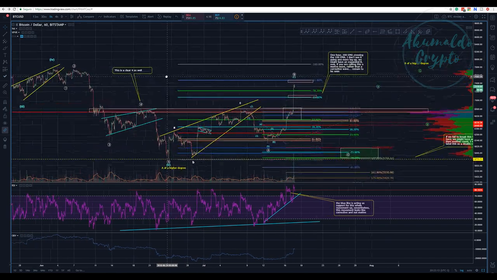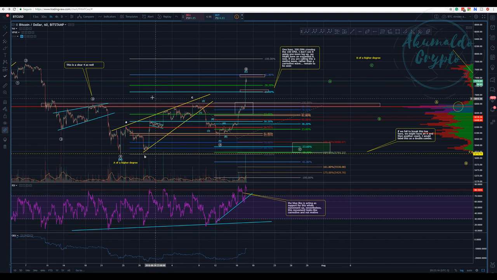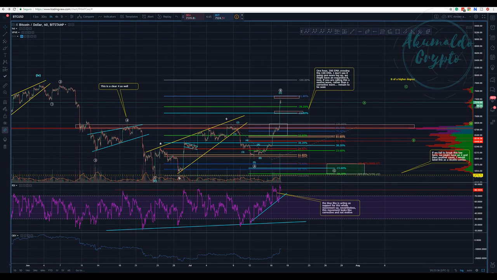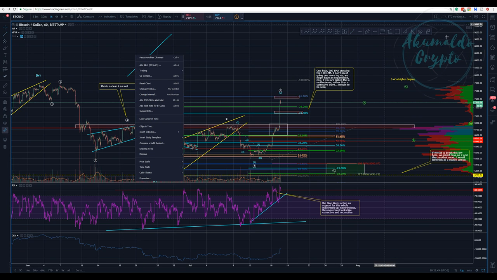But I have been telling you guys that this structure here is corrective rather than impulsive, rather than a motive. Why? Because according to the Elliott Wave principle, we can have either a corrective or a motive wave. What is a motive wave? It is when we have a wave that establishes a trend, something like going up here. If it's a motive wave, we need to have five waves up.